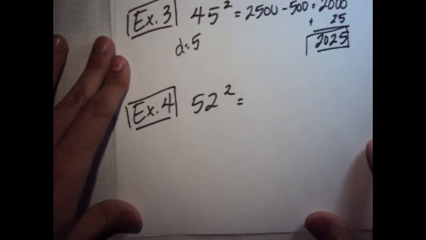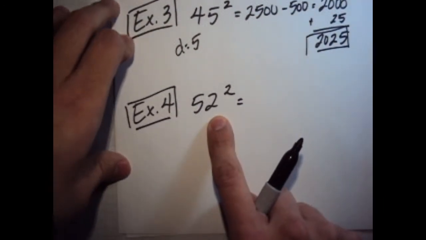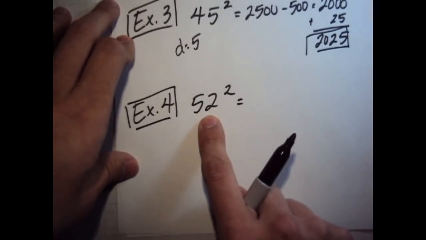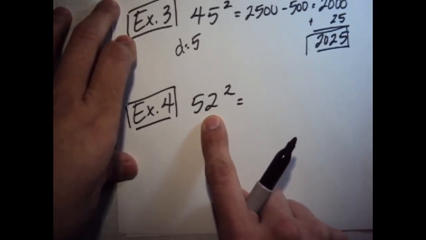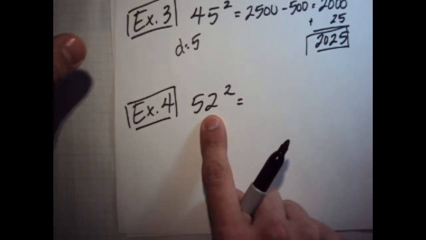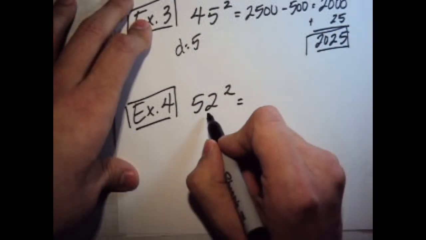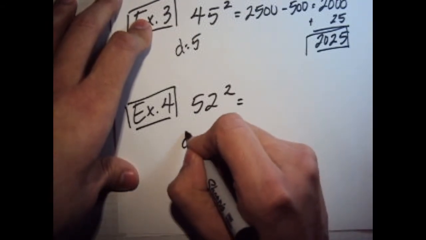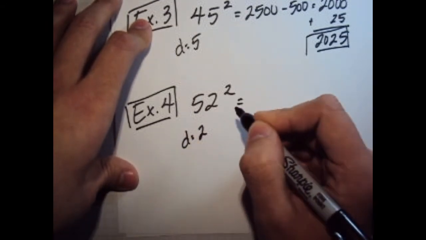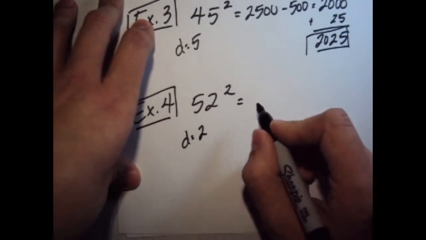Last example. Now, this one is a little bit different. I was talking about differences, but this number is actually greater than 50. So it also works for numbers that are bigger than 50. But instead of subtracting from 2,500, we're going to be adding. So we're going to take 52. Our difference is 2. Technically, our difference is negative 2, but that's okay.